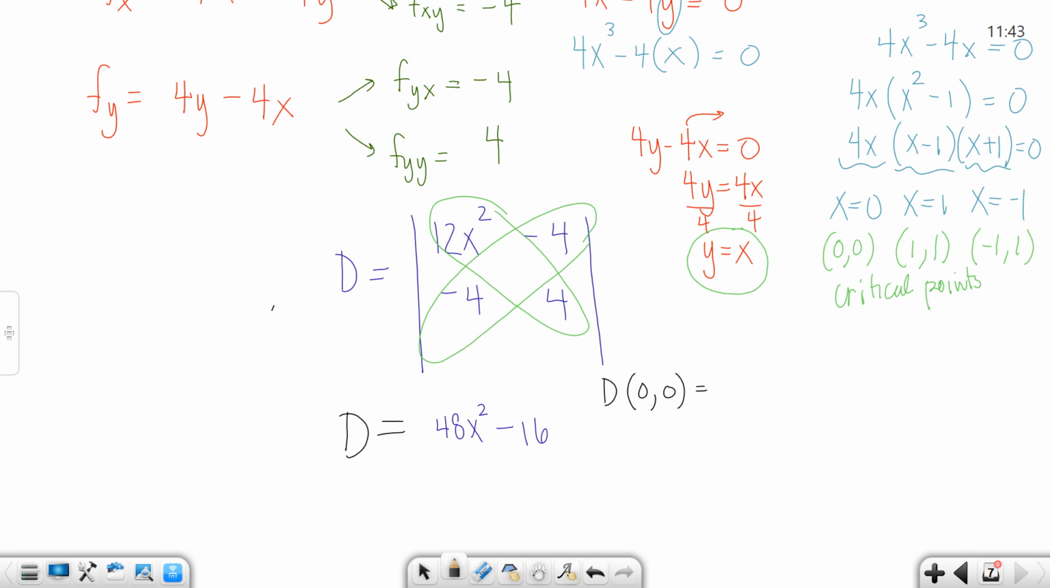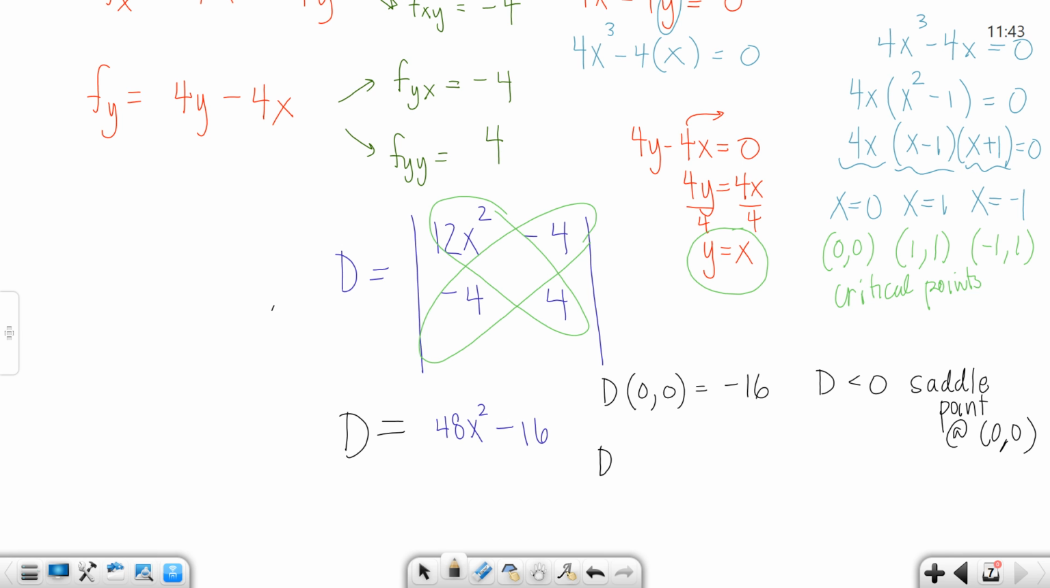Okay, so if you plug in 0, x being 0, into this function here, you're going to get a negative 16. So if D is negative, that means you have a saddle point. So you have a saddle point at 0, 0.